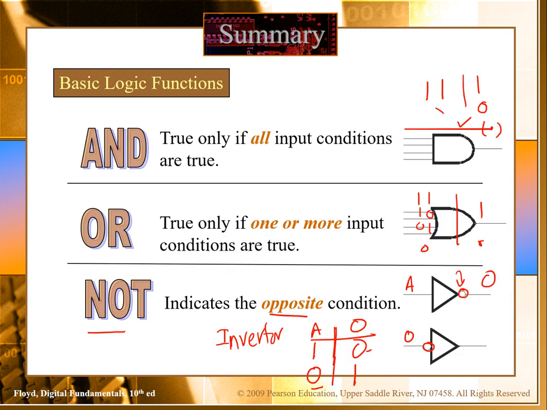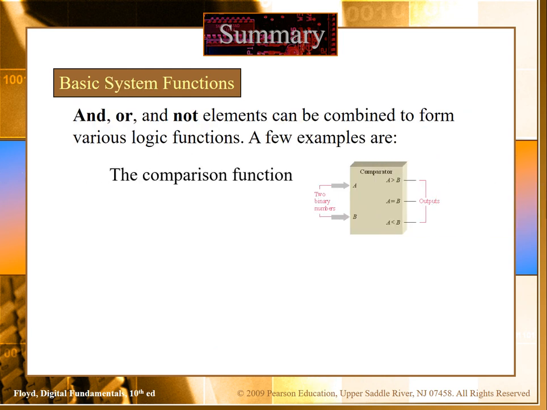So we use basically these basic combinations AND, OR, and NOT for the implementation of different functionalities, for the implementation of different digital systems. For example, you want to implement a comparison function, where you have two binary numbers A and B as input, and you want to compare whether A is greater than B, whether A is equal to B, or whether A is less than B. If you want to implement a comparator, we can implement it using these basic logic functions. How? We will see that later on.